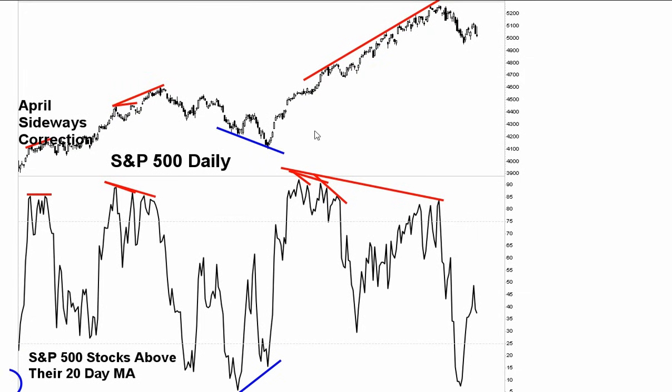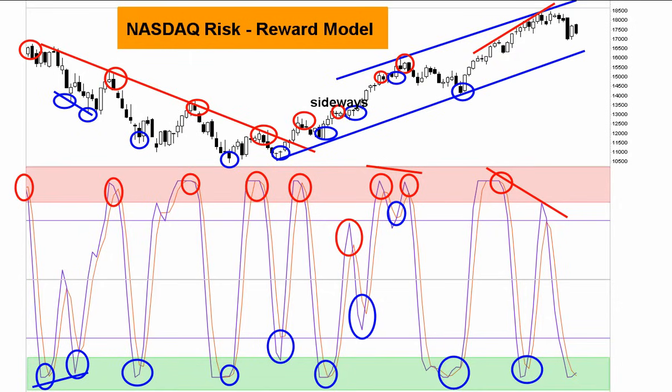And again, we're at the channel trend line of support, forming a bear flag. So we're at a make it or break it moment. I encourage you to watch the video all the way through, and I'll show you these trend lines that I'm talking about. Just taking a look at these risk-reward models.